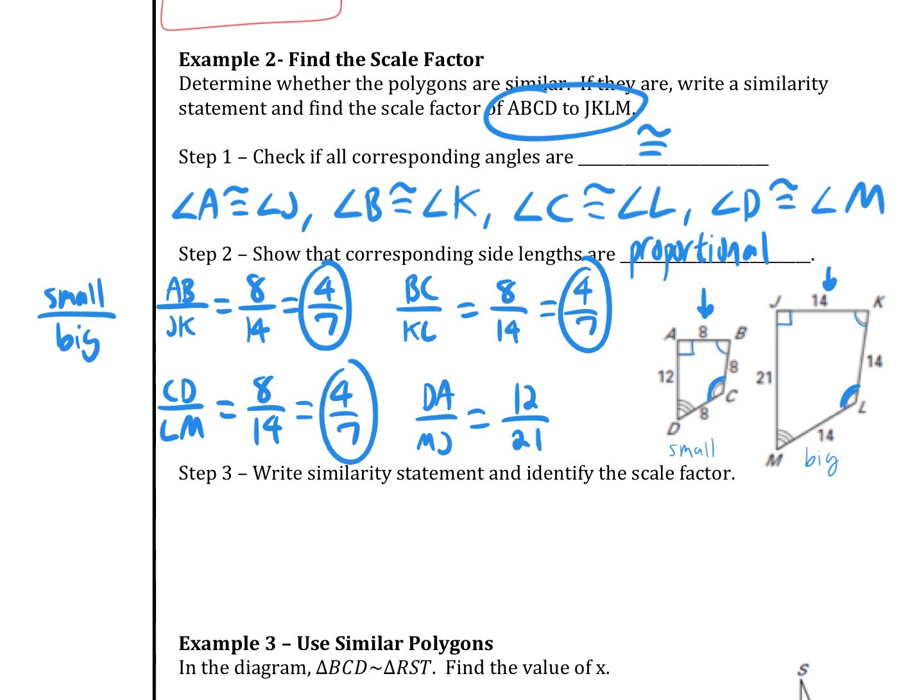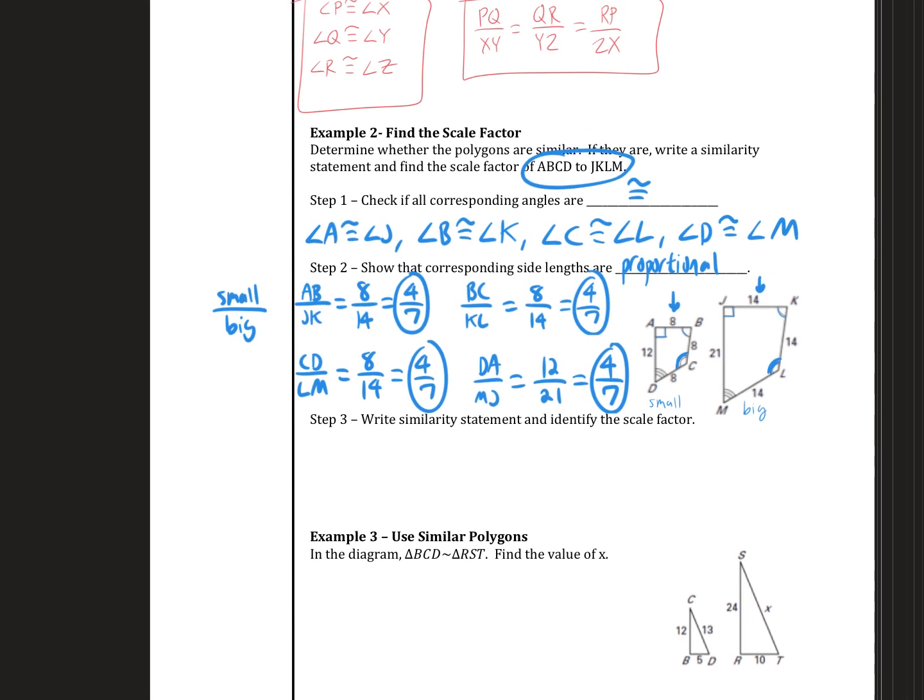And what number goes into 12 and 21? I think it's 3. 3 goes into 12 4 times. 3 goes into 21 7 times. Oh, look, these are all the same ratio, so that means that this works and this works. So these are similar figures now.